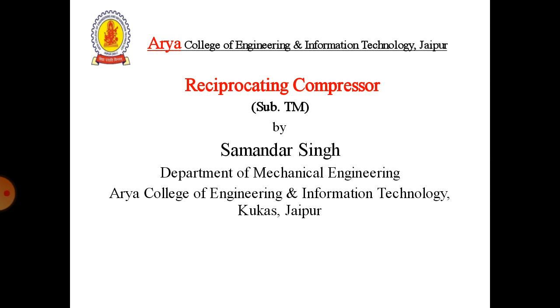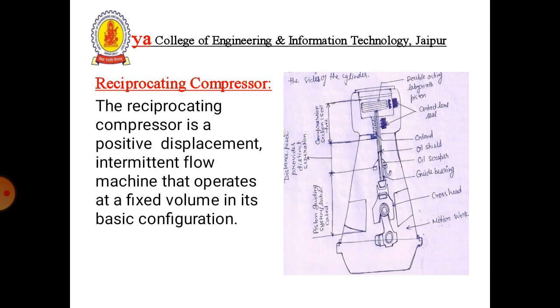Today's topic is reciprocating compressor. The reciprocating compressor is a positive displacement and intermittent flow machine that operates at a fixed volume in its basic configuration. The line configuration of the reciprocating compressor is shown on the right hand side of the slide. In it, the compressing and displacing element is a piston. Piston is driven by a crankshaft and has a reciprocating motion within the cylinder.